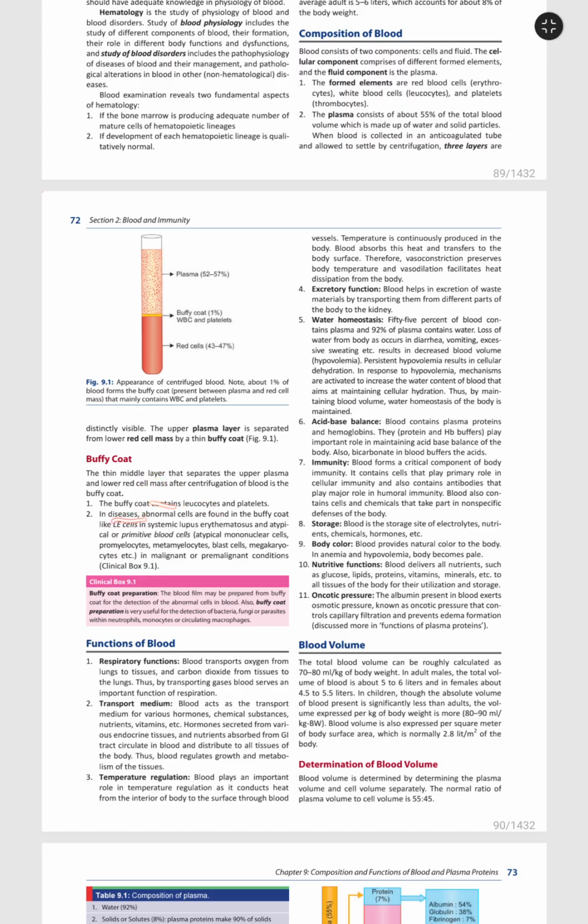In diseases, abnormal cells are found in the buffy coat, like LE cells in lupus erythematosus, and atypical primitive blood cells in malignant or pre-malignant conditions. Buffy coat preparation is also used for detecting bacteria, fungi or parasites within neutrophils, monocytes, and circulating macrophages. The buffy coat is important to diagnose diseases like lupus, or fungi, parasites in neutrophils, or bacteria.